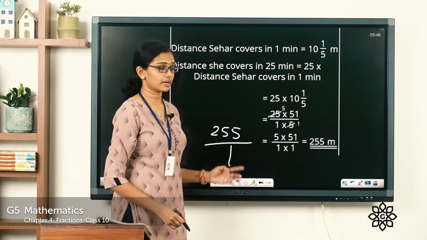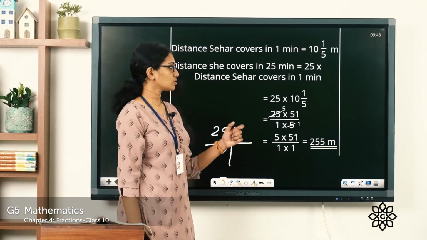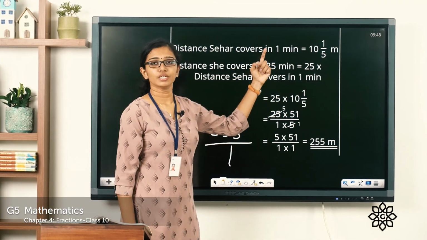Any number divided by 1 is that number itself. So, that is equal to 255 meters. So, that is the distance Seher covers in 25 minutes.